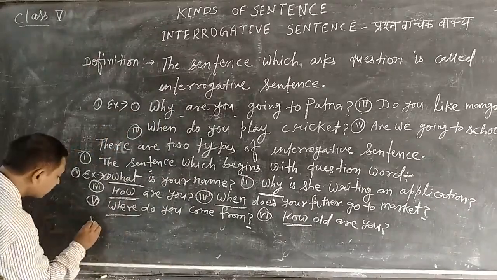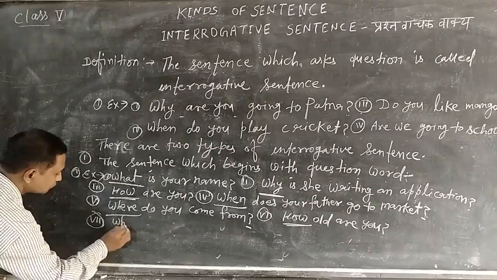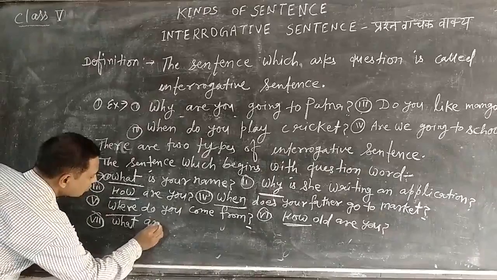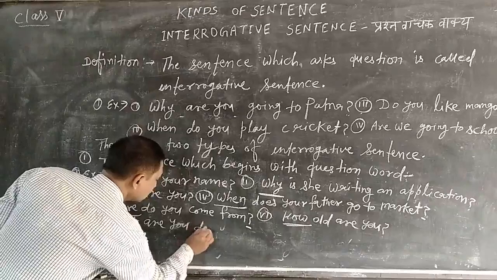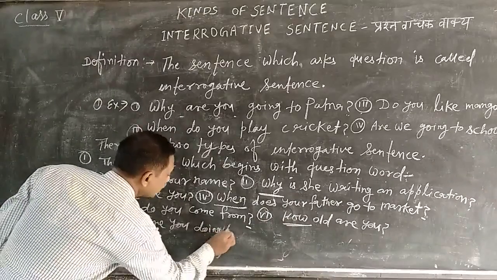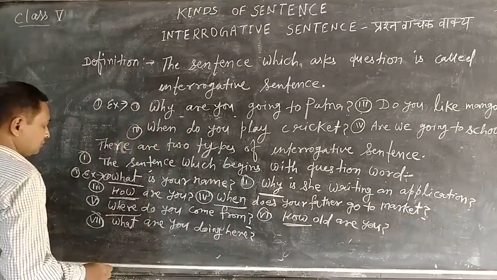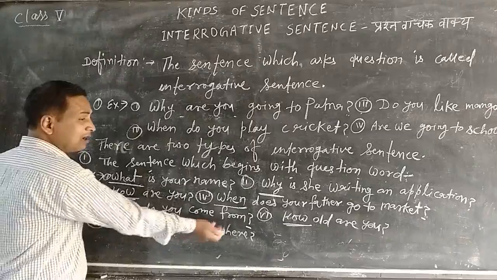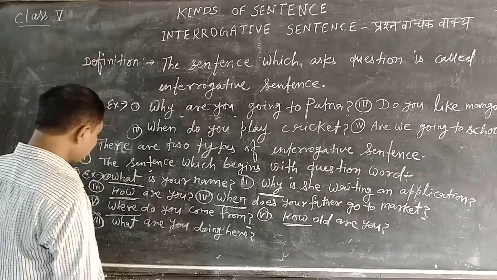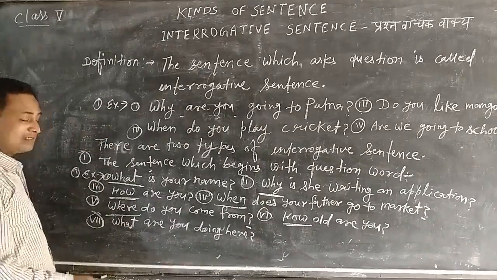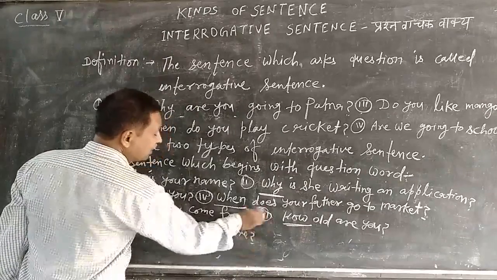In the seventh example, what are you doing here? आप यहां क्या कर रहे हैं? This sentence also begins with question word and ends with a question mark.